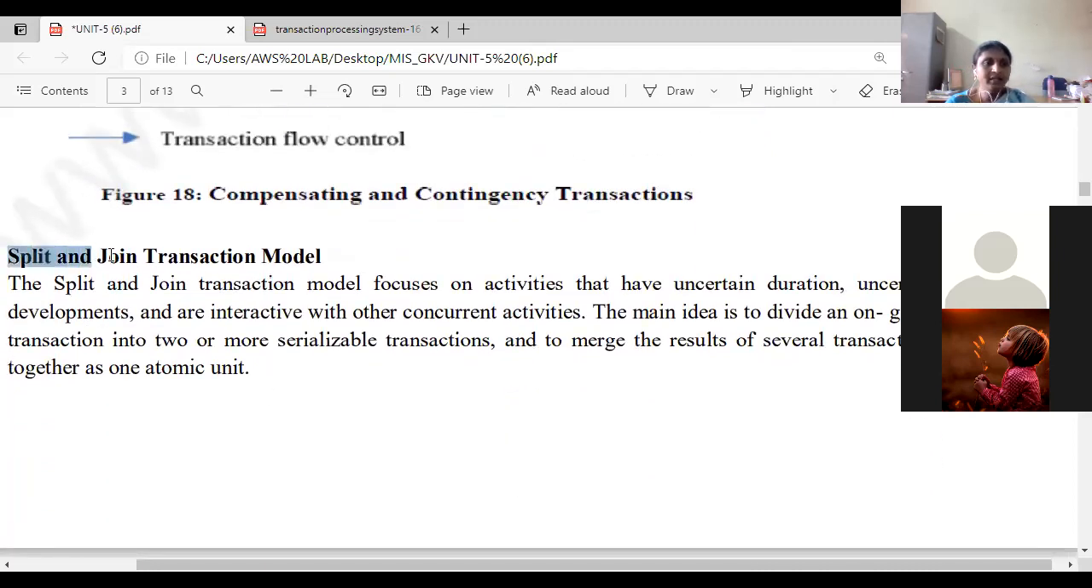Next, split and join transaction. Split means we are dividing the transaction. Join means we are combining the transactions, like that only.